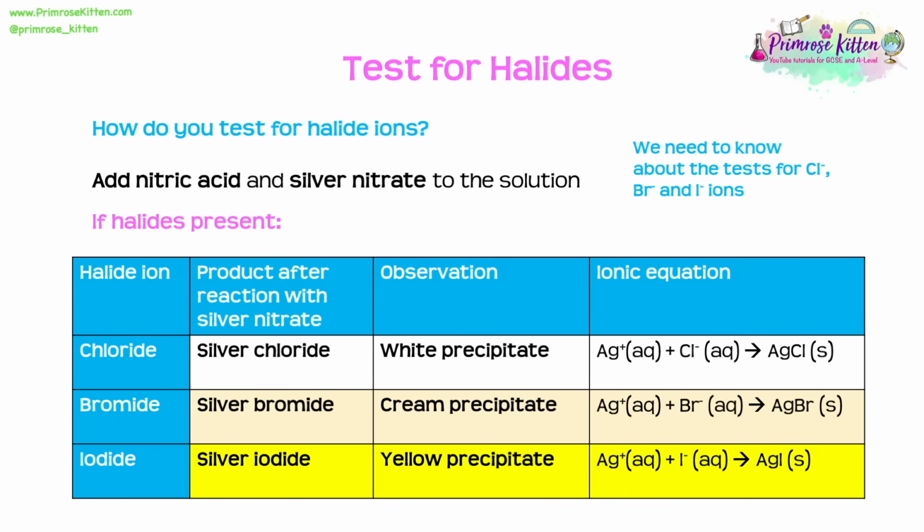And in addition to that, when looking at these observations, notice as you go down the group from chloride to bromide to iodide, the colour is getting kind of grimier. It's going from white to cream to yellow. So just remember that trend in the colours as well, as it will help you get them in the right order.